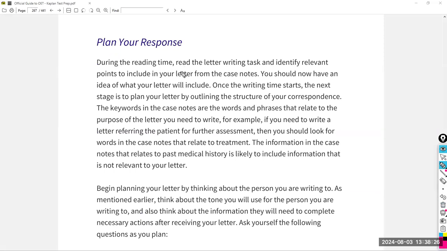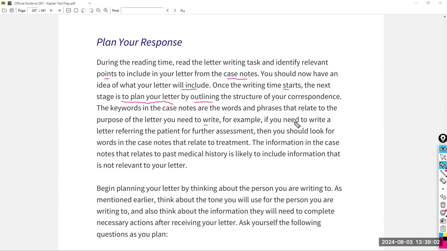During the reading time, read the letter writing task and identify relevant points to include in your letter from the case notes. You should now have an idea of what your letter will include. Once the writing time starts, the next stage is to plan your letter by outlining the structure of my letter. The key words in the case notes are the words and the phrases that relate to the purpose of the letter I need to write.